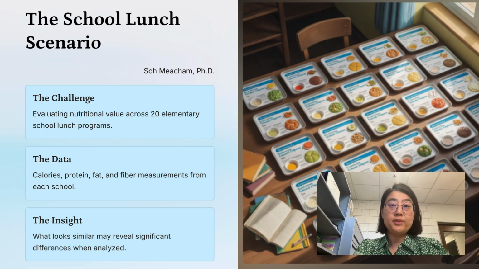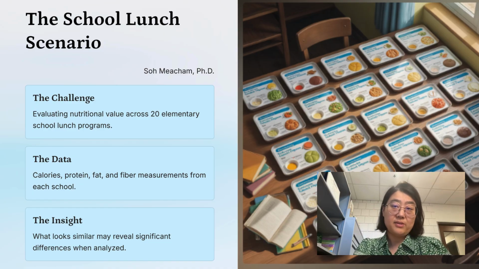Imagine you're part of a school district that wants to evaluate the nutritional value of its elementary school lunch programs. You partner with a nutritionist and gather data on calories, protein, fat, and fiber from lunches served at 20 schools. At first glance, every lunch seems similar: a main entree, fruits, vegetables, and milk. However, just like students, not all lunches are equal. Some are more nutrition-rich than others, and that variation matters, especially in districts where lunch might be a child's most nutritious meal of the day.